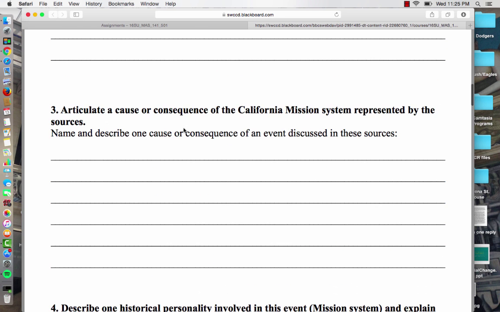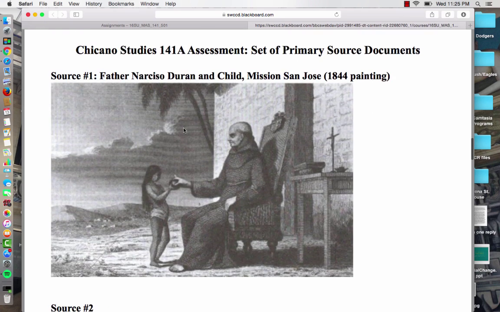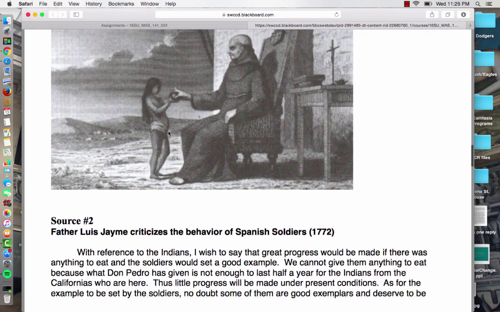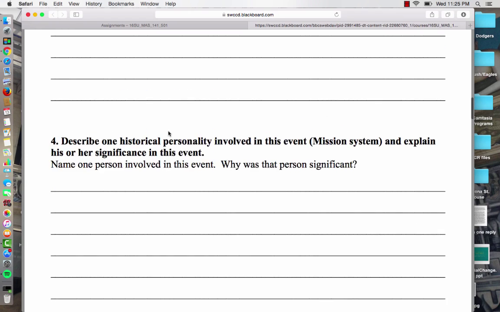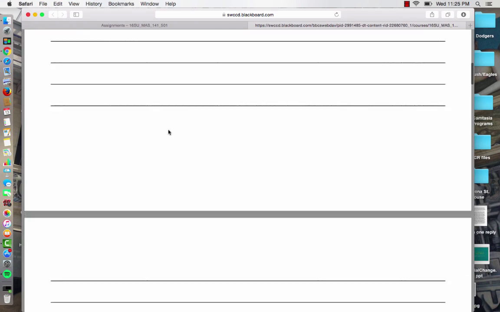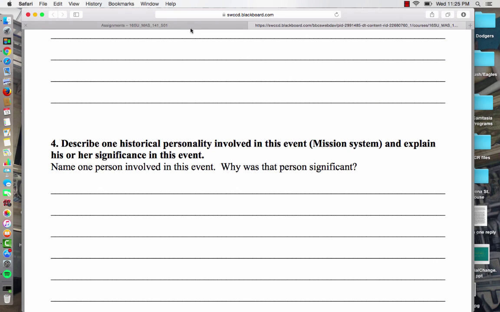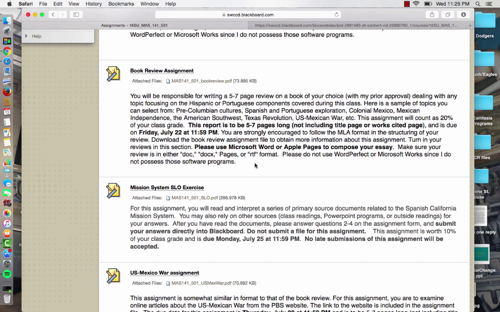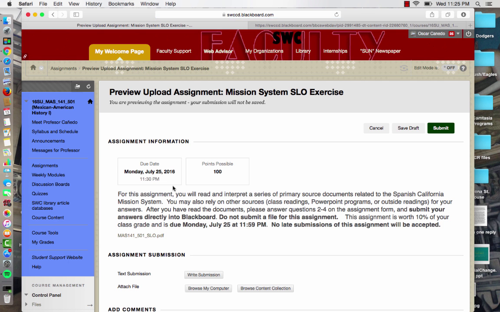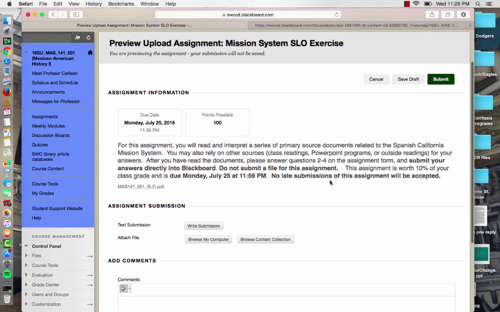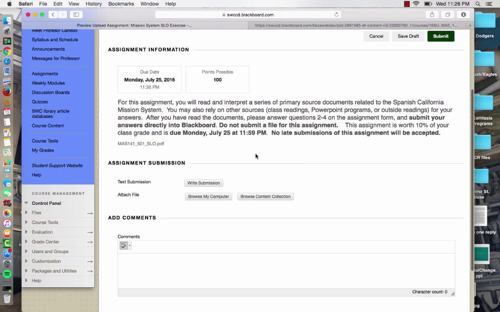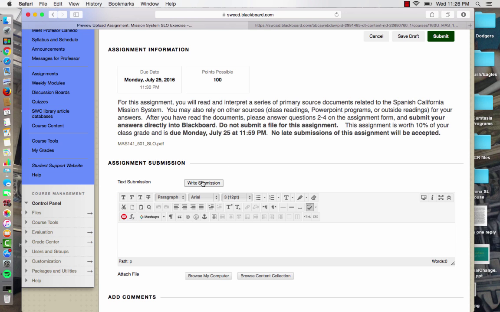So again, your job then is to look at these sources. These four items are called the sources. And then once you look at all the sources, answer questions 2, 3, and 4. And to do that, let's go back into Blackboard here, and then we'll click the link, and then we go to the assignment submission section. Just click the right submission box, and then write your answers in this field here.